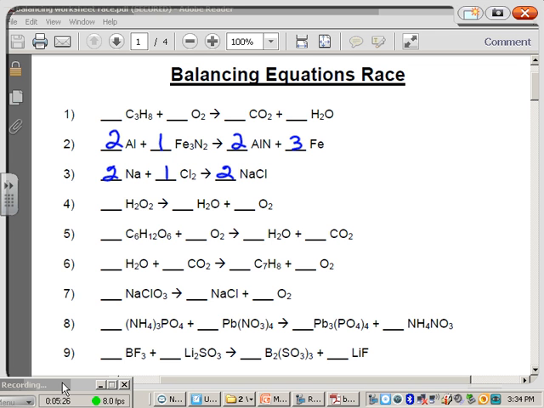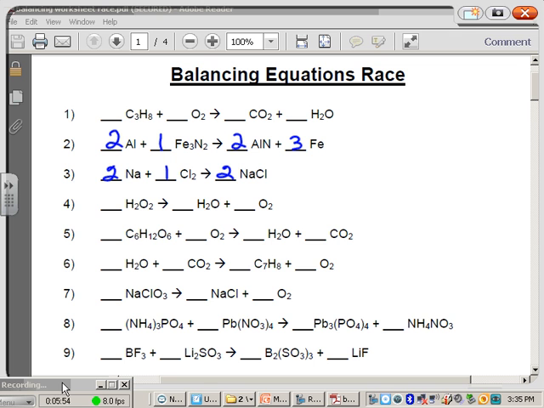On number 4, we have 2 hydrogen and 2 hydrogen balanced, but we have 2 oxygen on the reactant side, and we have a total of 1, 2, 3 oxygen on the product side. On the reactant side, it doesn't matter what coefficient I put here, it's going to give me an even number of oxygens. So I need to make sure that I have an even number of oxygens over here on the product side. So I need to keep that in mind when I'm putting coefficients in front of there.